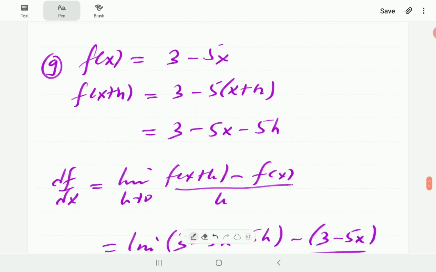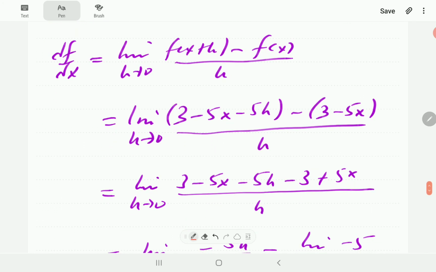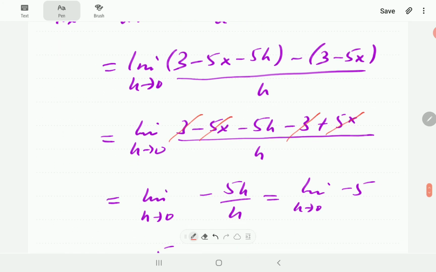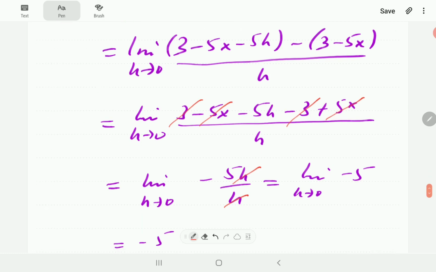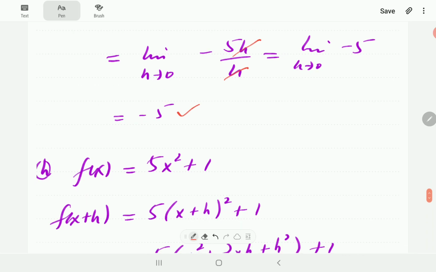Right, so for G, we're given f of x is 3 minus 5x. So we are going to work out f of x plus h, which works out to 3 minus 5x minus 5h. Then if we plug into the limit definition, remove brackets, you can see that 3 is going to cancel out, 5x is going to cancel out, so we're going to have minus 5h over h. And again, h cancels out, so we've got a limit of minus 5, and so the derivative is negative 5.